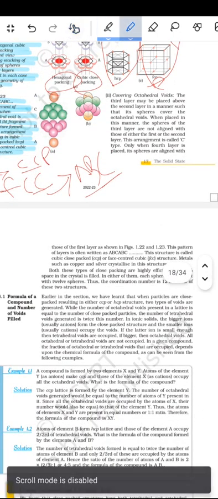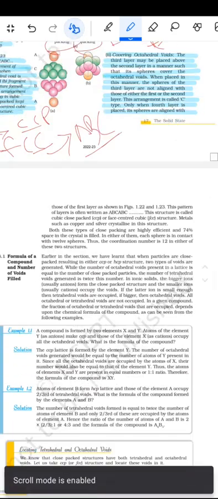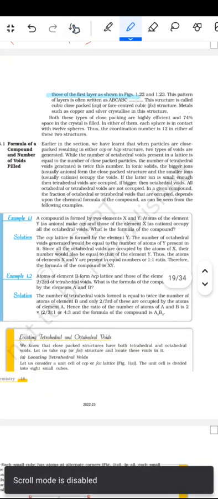Now further NCERT says covering the octahedral voids. It says that the third layer may be placed above the second layer in a manner such that its spheres cover the octahedral voids. When placed in this manner, the spheres of the third layer are not aligned with those of either the first or the second layer. This arrangement is called the C type. Only when the fourth layer is placed, its spheres are aligned with those of the first layer as shown in figure 1.22 and 1.23.